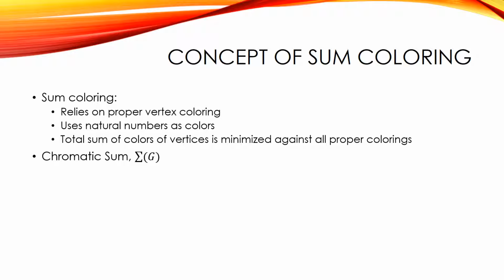So we'll begin with the concept of sum coloring. Sum coloring relies on proper vertex coloring first and foremost. And then instead of using colors such as red, green, blue, we use natural numbers, 1, 2, 3, and so forth. And then we sum the total sum of the colors of vertices. And we are seeking for that to be minimized against all proper colorings. And when we find the minimized coloring, we call that the chromatic sum.